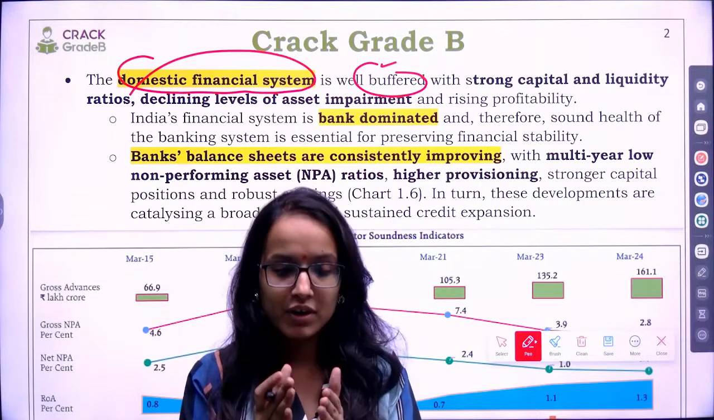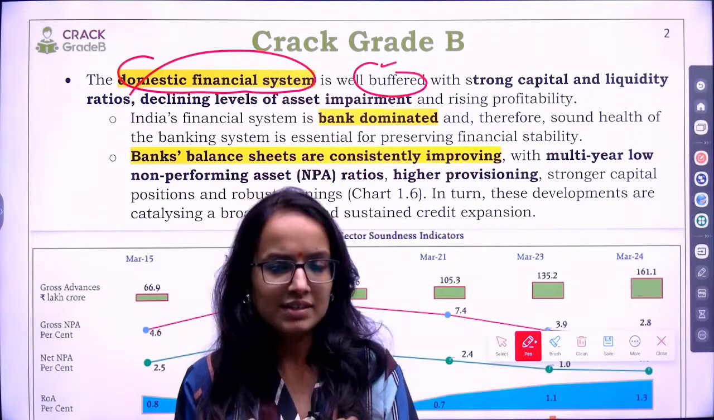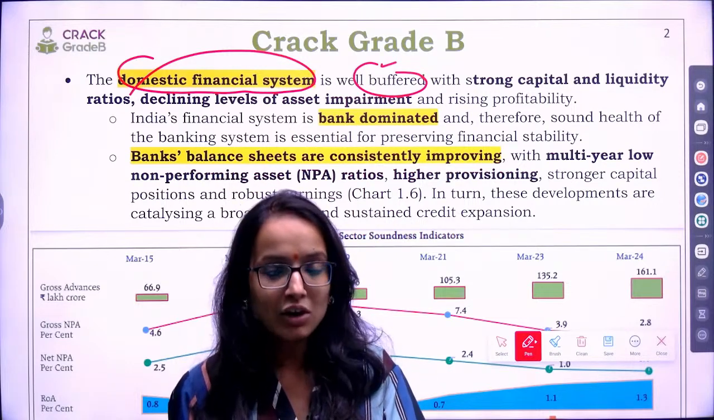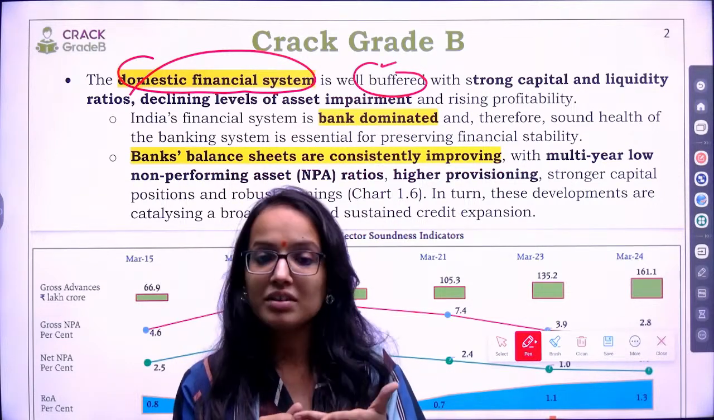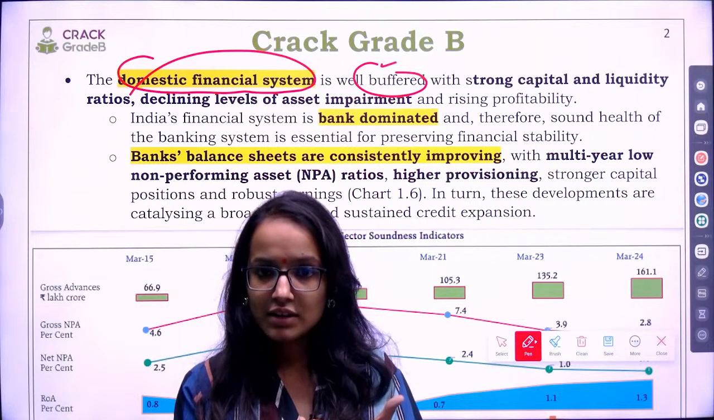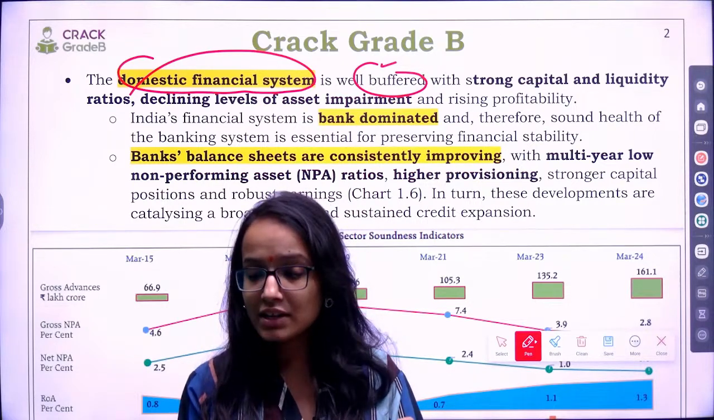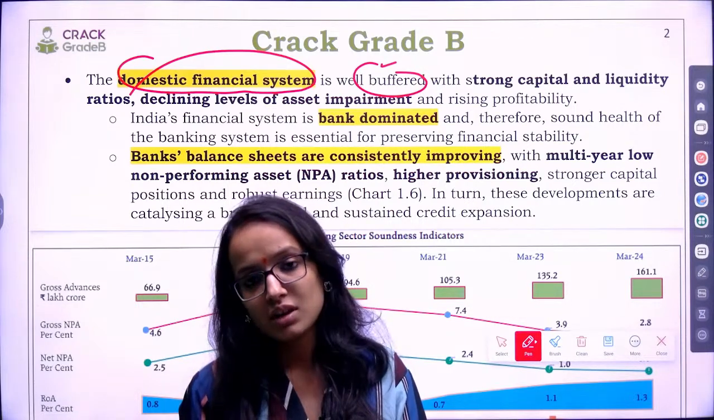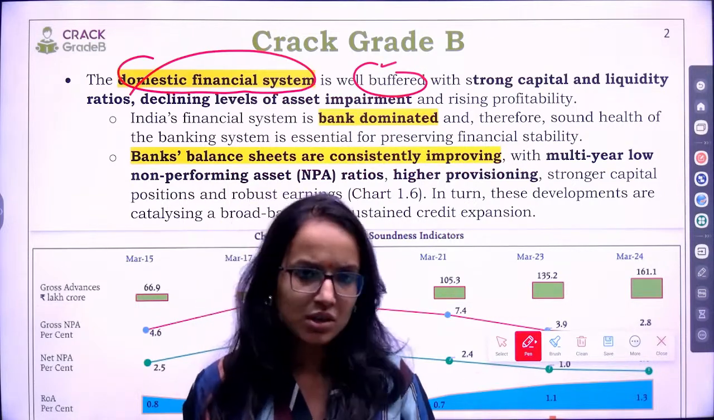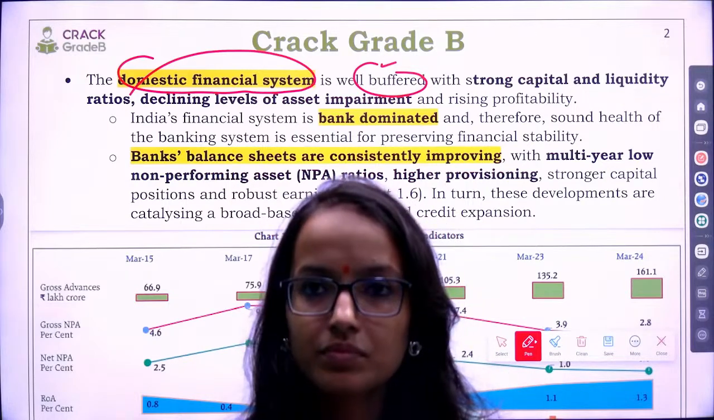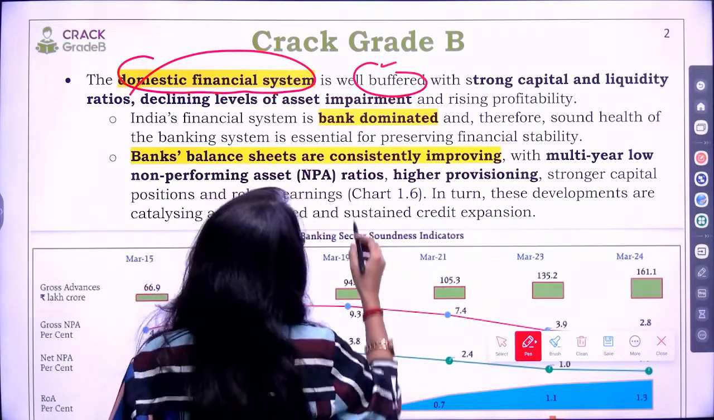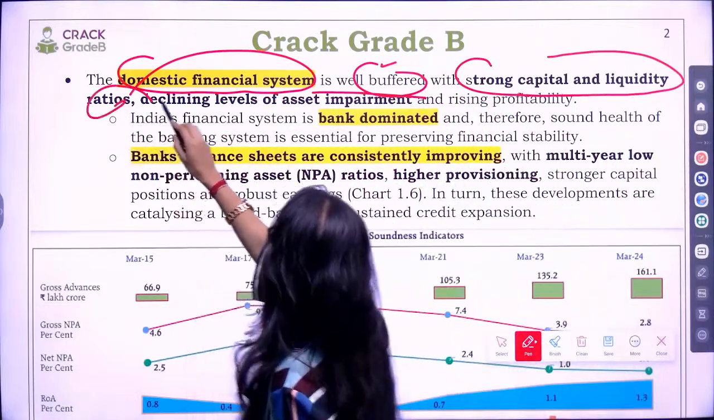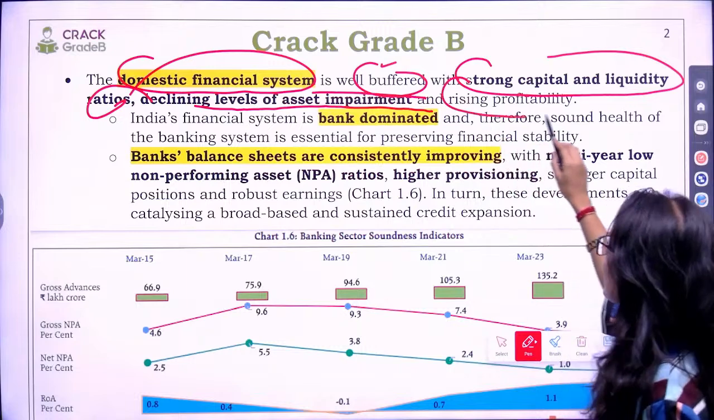So you have proper buffer or capital adequacy. This is something which we have already discussed, right? So Indian banks are performing well on their liquidity management front, risk management front, right? It is due to prudent regulation by RBI that we have a good amount of buffers to withstand any unprecedented risk that arises due to national or international causes. Why? It is well buffered with strong capital and liquidity ratios, declining levels of asset impairment and rising profitability.